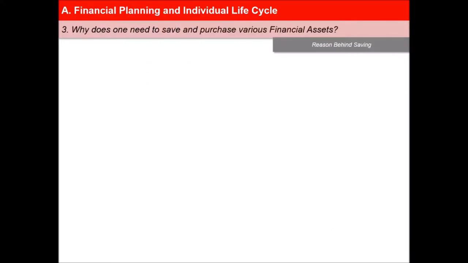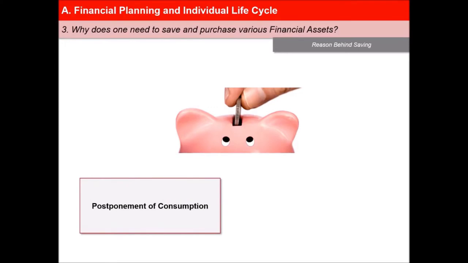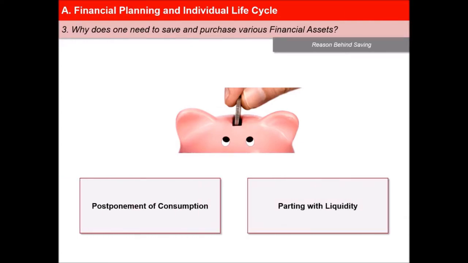The reason for saving and purchasing various financial assets is that in each stage of life, he or she has to perform a particular role which brings a number of needs for which funds have to be provided. Savings may be considered as a composite of two decisions. Postponement of consumption, which is an allocation of resources between present and future consumption. And parting with liquidity or ready purchasing power in exchange for less liquid assets. Financial planning includes both kinds of decisions.